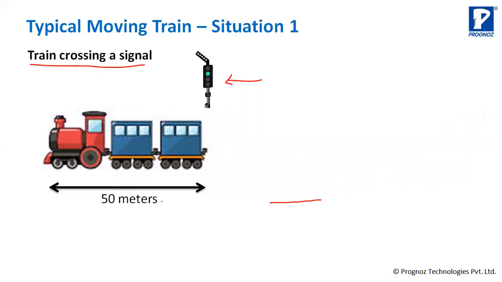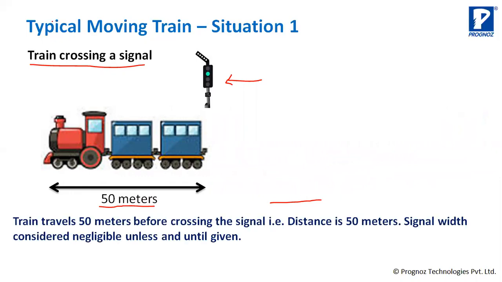And how much distance has it crossed? It has crossed 50 meters, that is, the length of the train. So in such situations, the train travels 50 meters to cross the signal. That is, distance is equal to the length of the train when a train crosses a signal. The signal width is considered negligible unless a width is given.